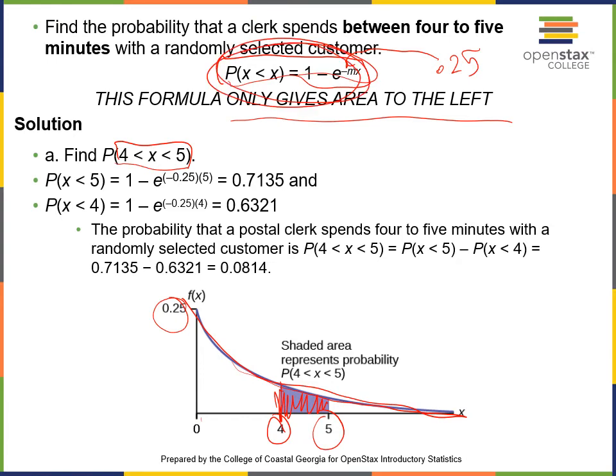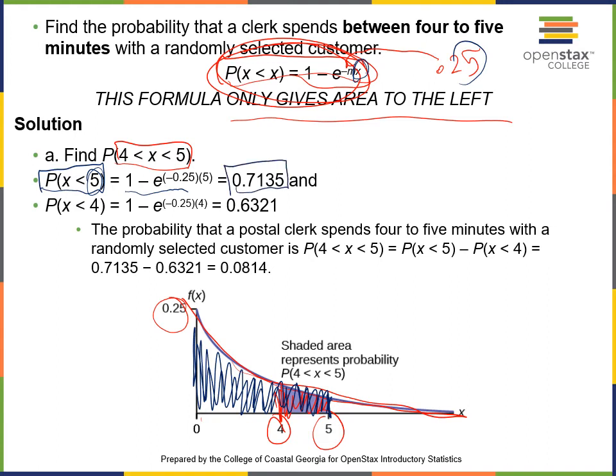So what I'm going to do is find the area to the left of 5. So if I look at that, here's 5. I want to calculate the area all the way down here. And I can do that. So I want to find the probability that x is less than 5. If x is less than 5, 5 is the x in this formula, m is 0.25. So 1 minus e to the negative 0.25 times 5. Put that in my calculator. You've got to use that e to the x button on your calculator, and you'll get 0.7135. But again, that's this area all the way to the left. That's not really what I wanted, but I'm going to use that.